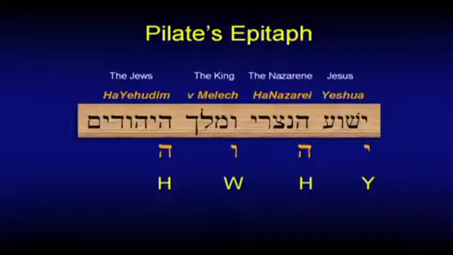Okay? What's going on here? Why are they so upset? I'll show you why. The Jews are into acrostics. It's intrinsic in their literature. They looked at this: Yeshua, Hanatzarai, Vemelech, HaYehudin. The first letter of each of those four words spell Yod-Heh-Vav-Heh, the unpronounceable name of God. They wanted that changed. Pilate says, what I have written will always remain written.